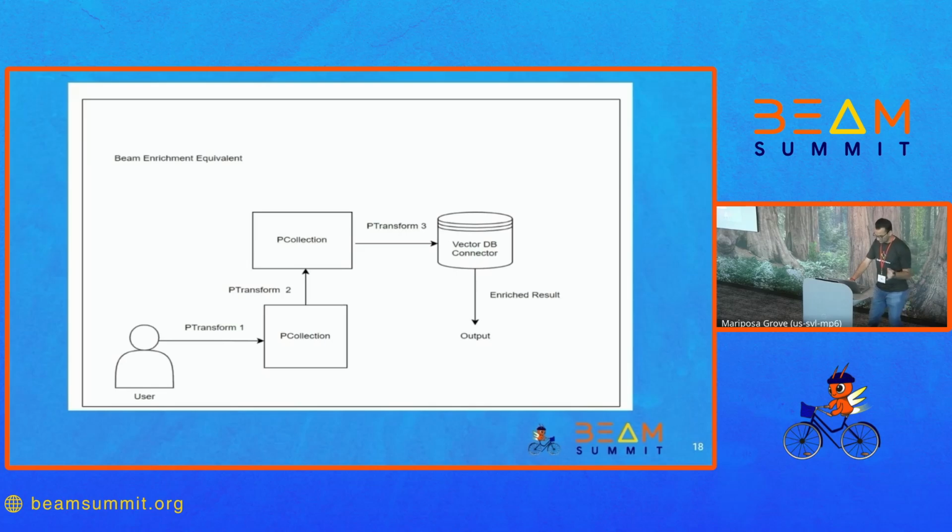If we compare it with the Beam equivalent pipeline, the first transform again would be a root transform, beam.Create, where the prompt that has been given by the user is transformed into a PCollection. Now, this PCollection again is transformed into an embedding PCollection from the text PCollection, and then PTransform 3 is basically an enrichment handler, which behind the curtain is again a PTransform.